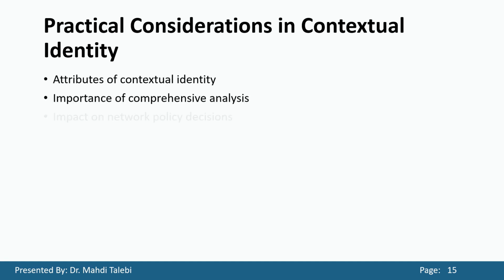Contextual identity is multifaceted, incorporating factors like user identity, device type, location, access time, and network interaction methods. Practical application requires extensive analysis of these attributes to validate identities effectively. The nuanced understanding gained informs network policy decisions, ensuring that identities are substantiated and authorizations are appropriate. This comprehensive approach supports robust security measures aligning with organizations' specific operational contexts and security ambitions.